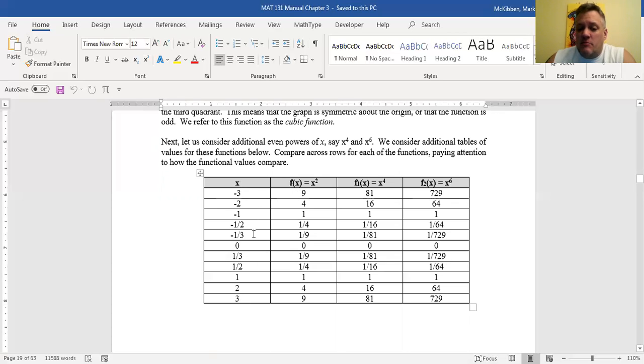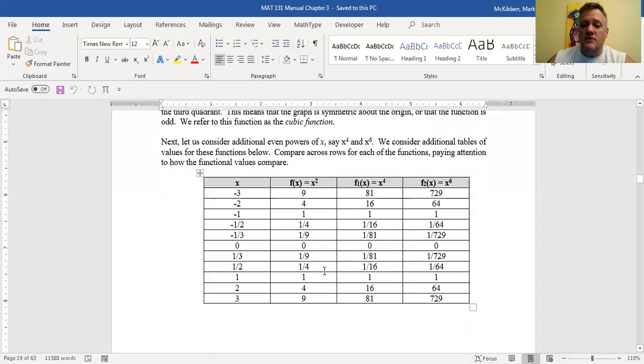Notice I equally spaced them on either side of the origin, and I took values between 0 and 1 and 0, -1 purposefully because I want to see what happens for values that are between 0 and 1. Does it get bigger? Does it get smaller in terms of the output? That'll be an important observation to make. So here you could check if you want, but I just computed the square, the fourth power, and the sixth power of all those inputs, and these are the values that I get.